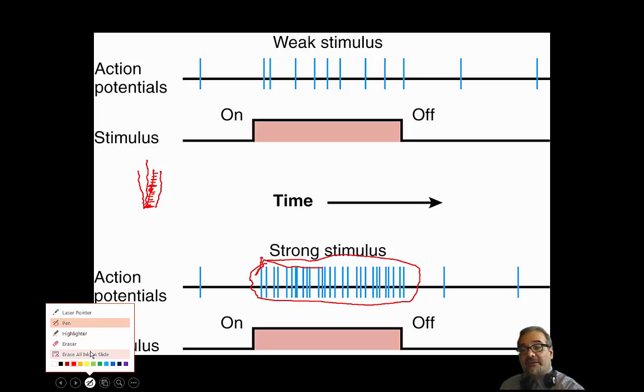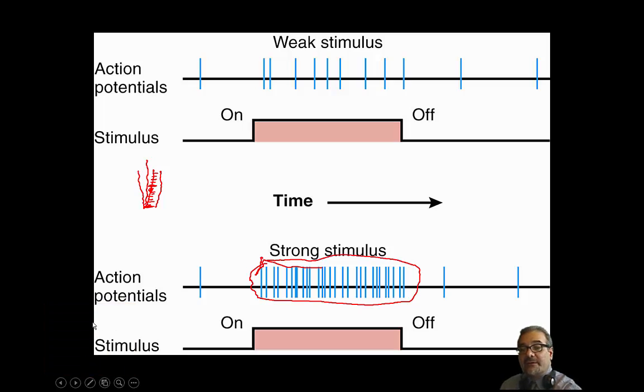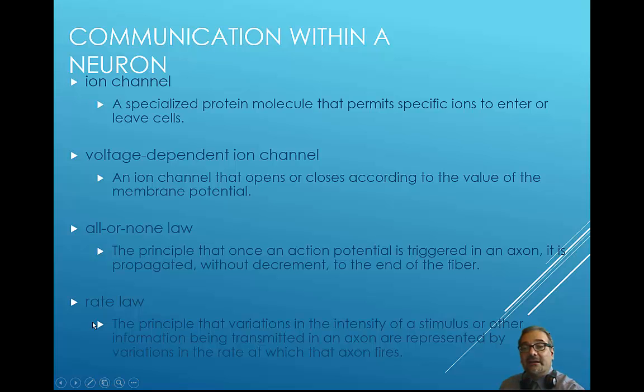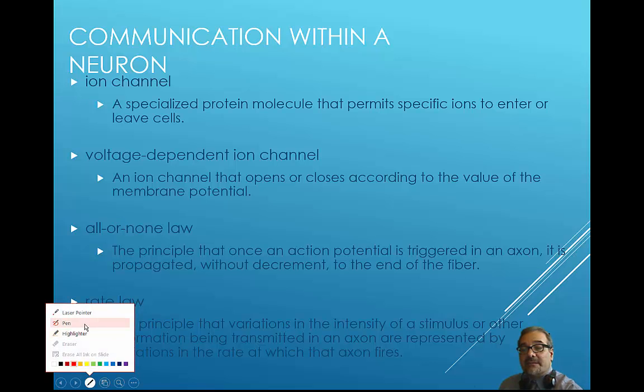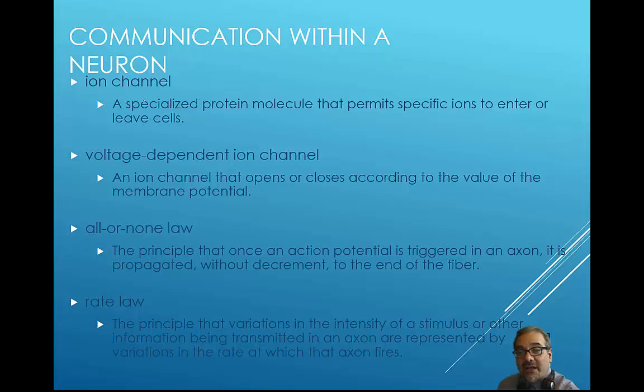So we've talked about the intensity process, and here are some reviews of some of the concepts. Let me just mention a few. Ion channels: they typically are specialized proteins that permit specific ions to enter or leave the cells. And then you've got the voltage dependent and the ligand dependent. We mentioned those.